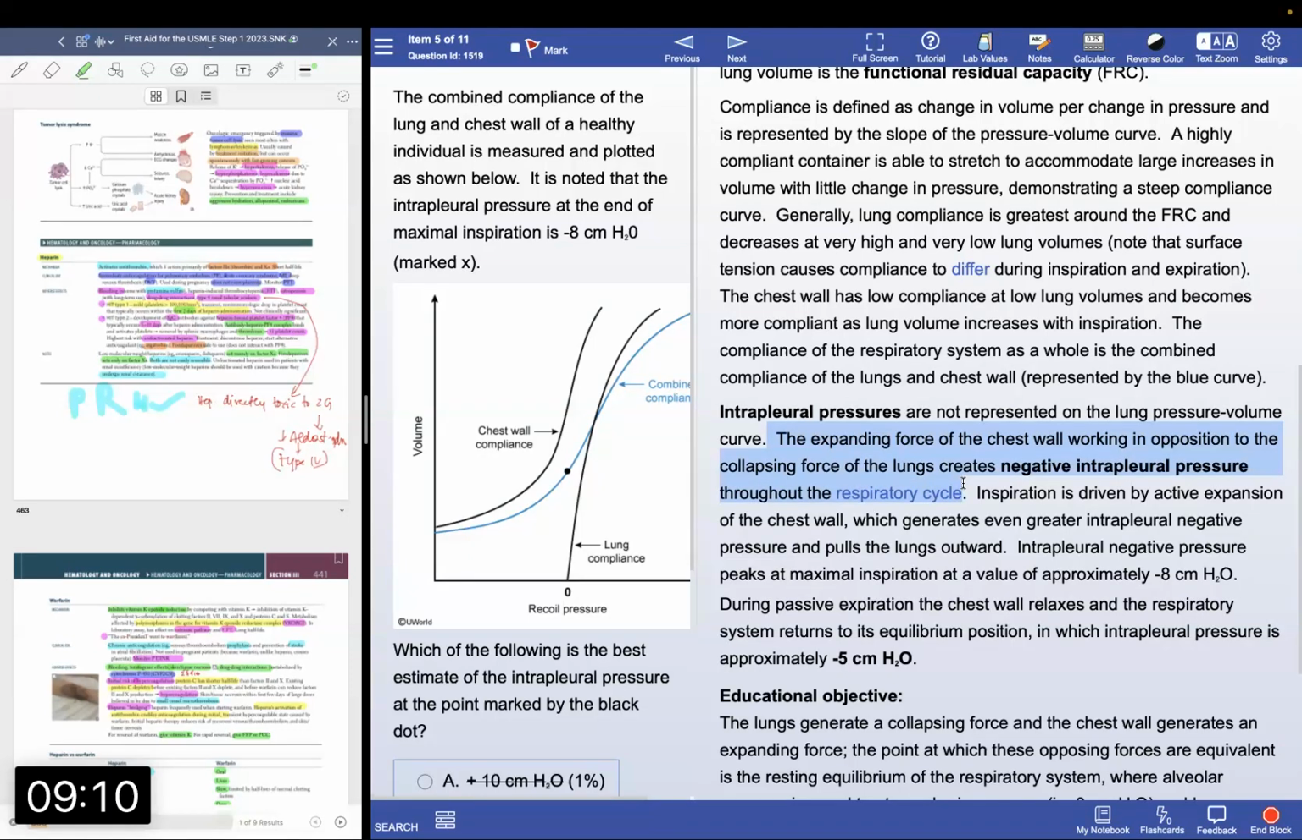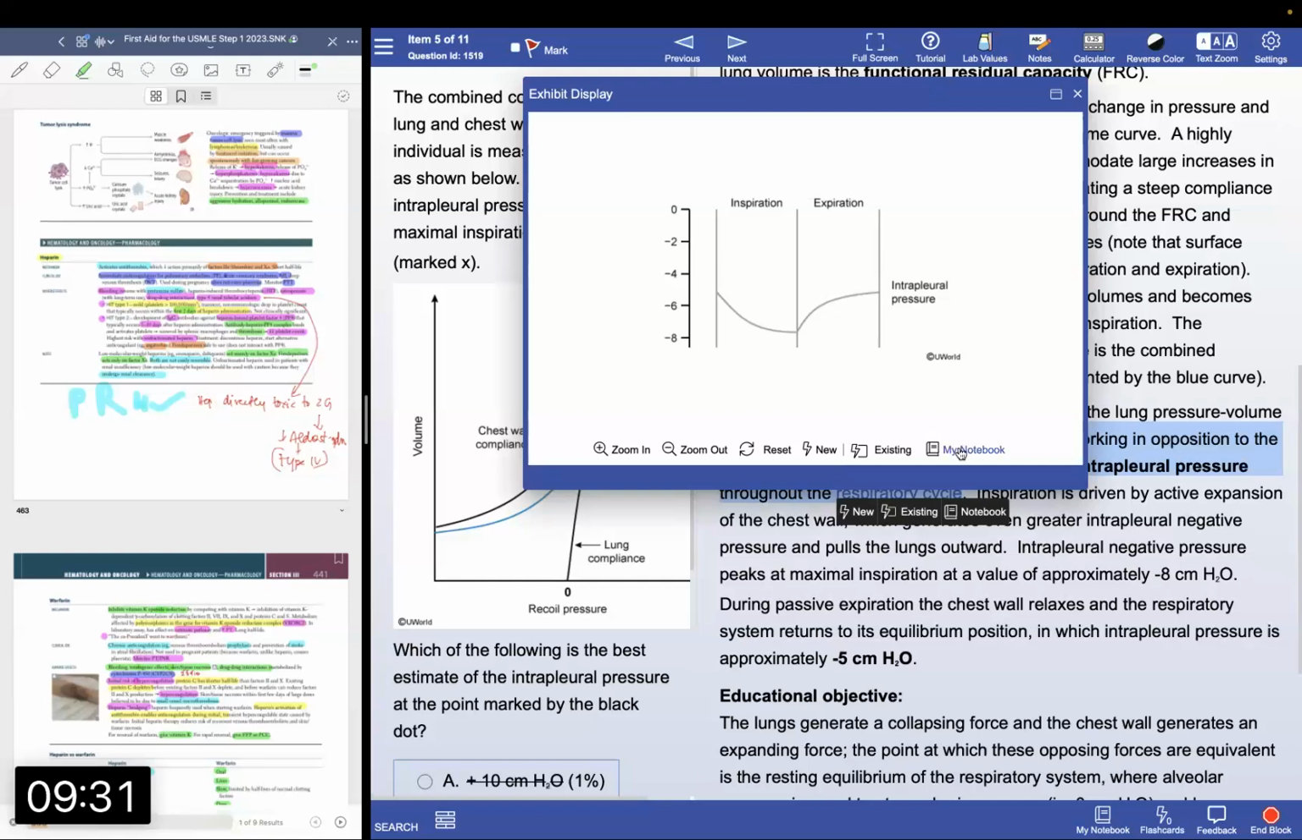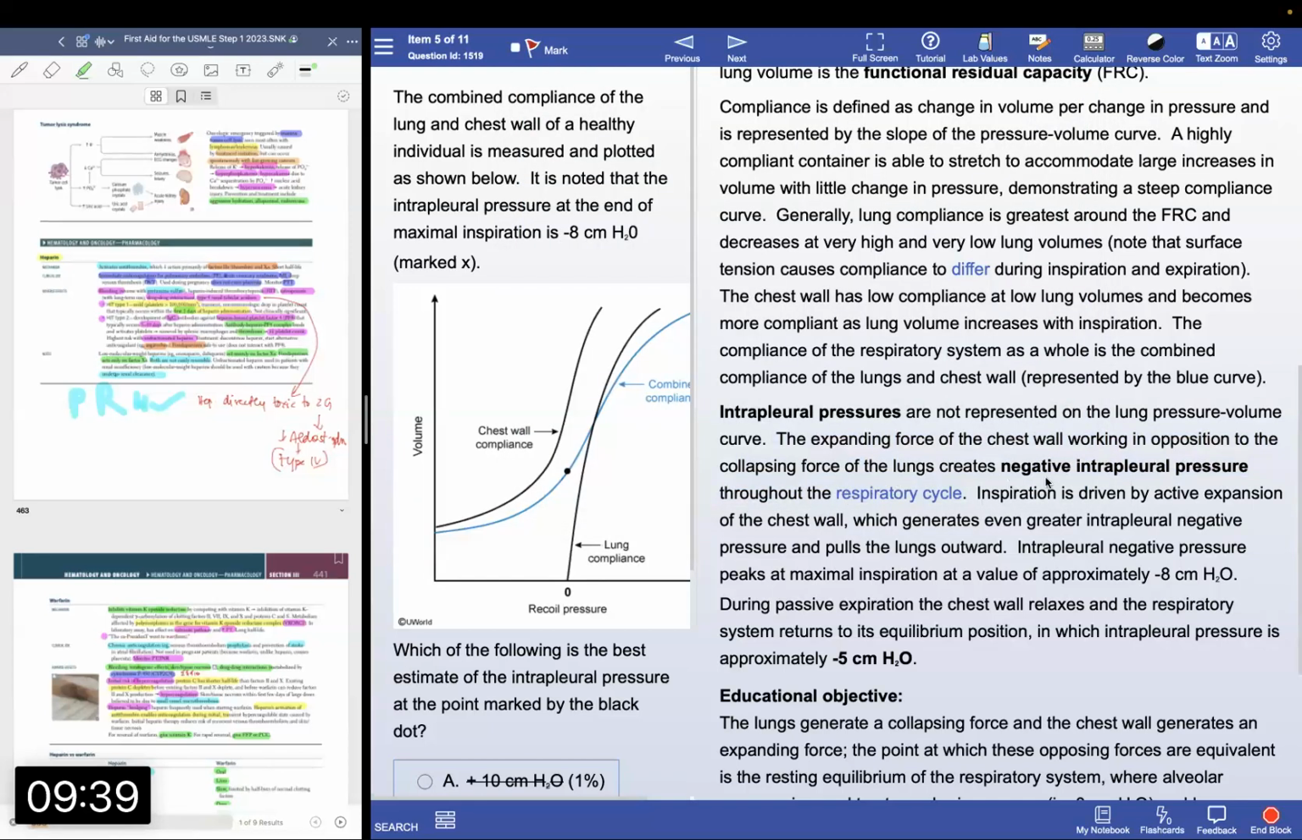The expanding force of the chest wall, which is going outside, working in opposite direction to the collapsing force of the lungs working inside, creates a net effect of negative intrapleural pressure. In the pleura, between the two layers, it's going to be negative. This is happening throughout the respiratory cycle. So as was said, it's always going to be negative in the pleural space.